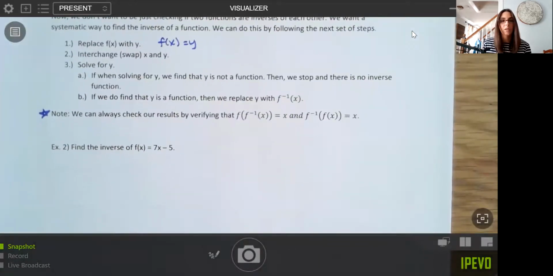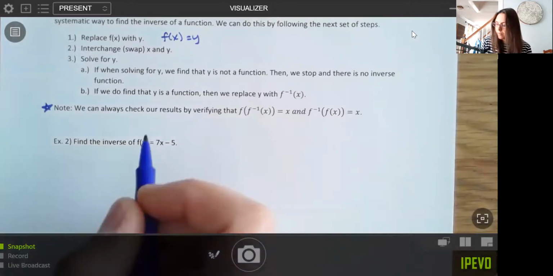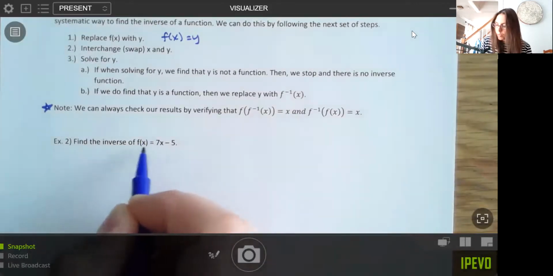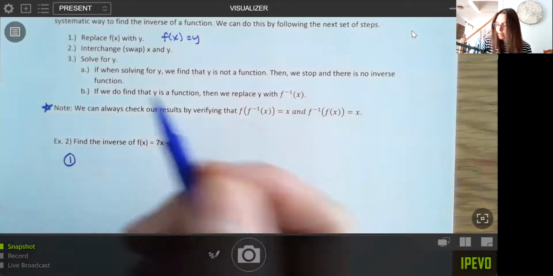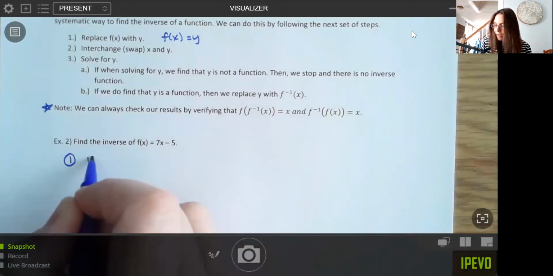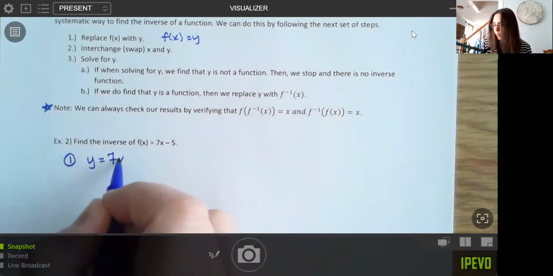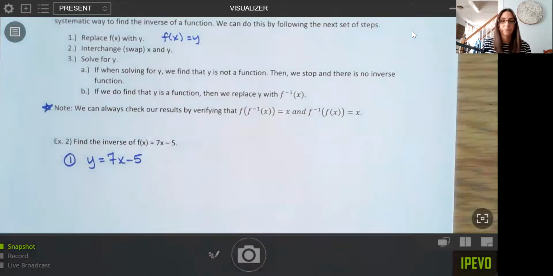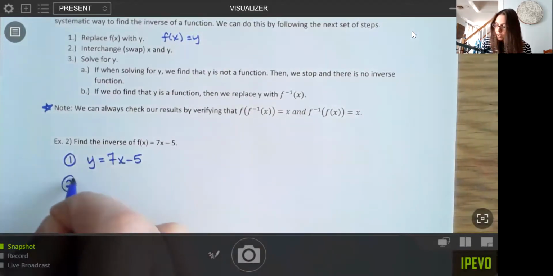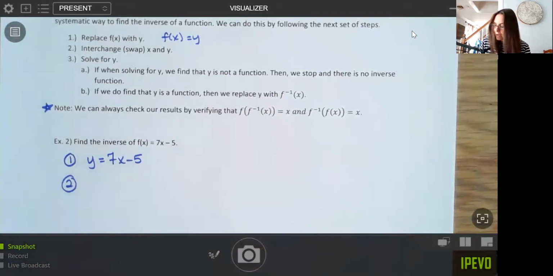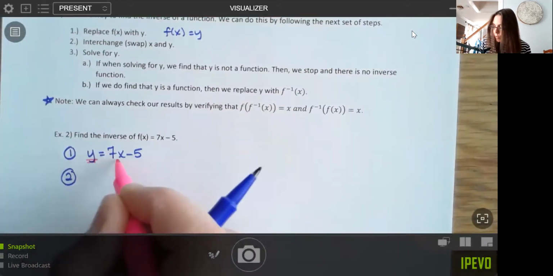All right. So let's go through the steps. So here's our function. We want to find the inverse. So my first step is I'm just going to rewrite it. Instead of using f, I'm going to use y, only because it's easier to work with when solving. And then what you do next is you actually swap the y and the x. So you're just going to swap them.